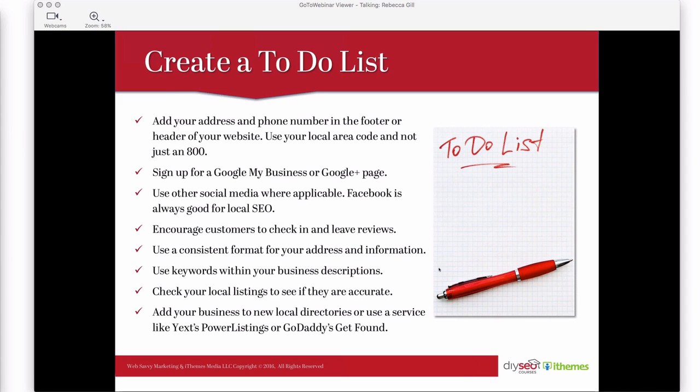You can build on it by having, if you have a brick and mortar store, some type of reference inside your facility, inside your location, that tells people you're on Facebook.